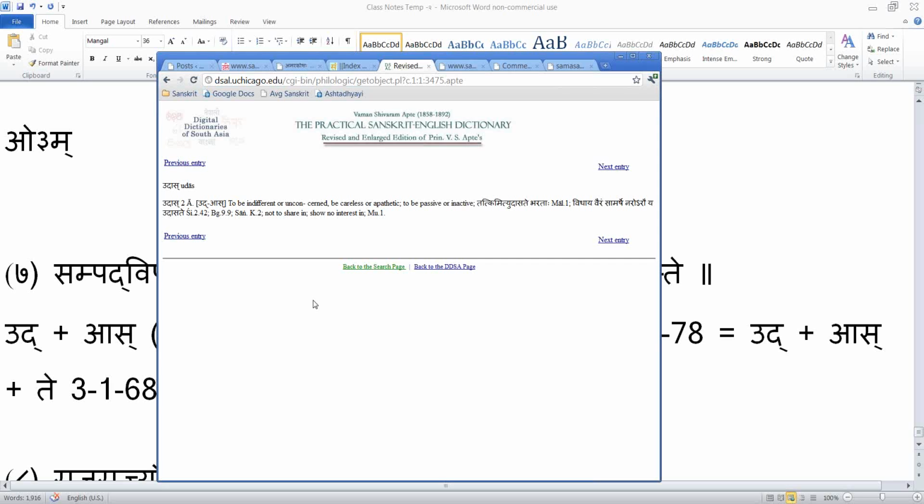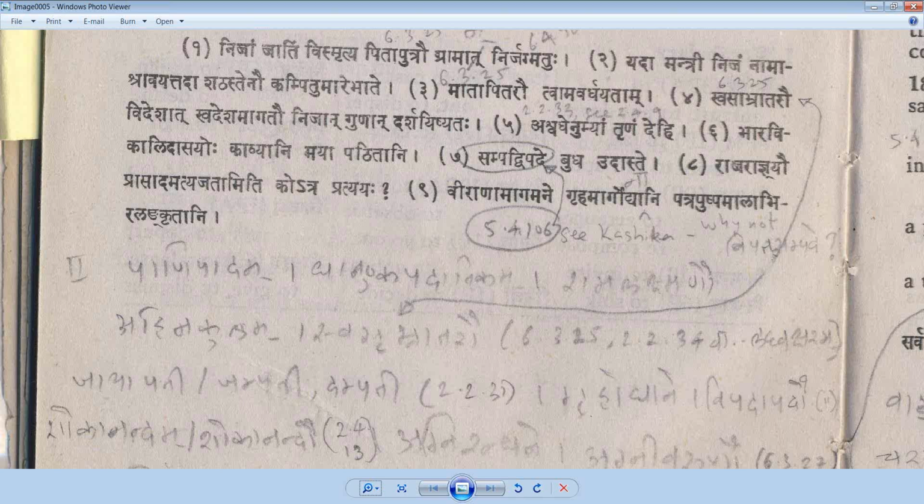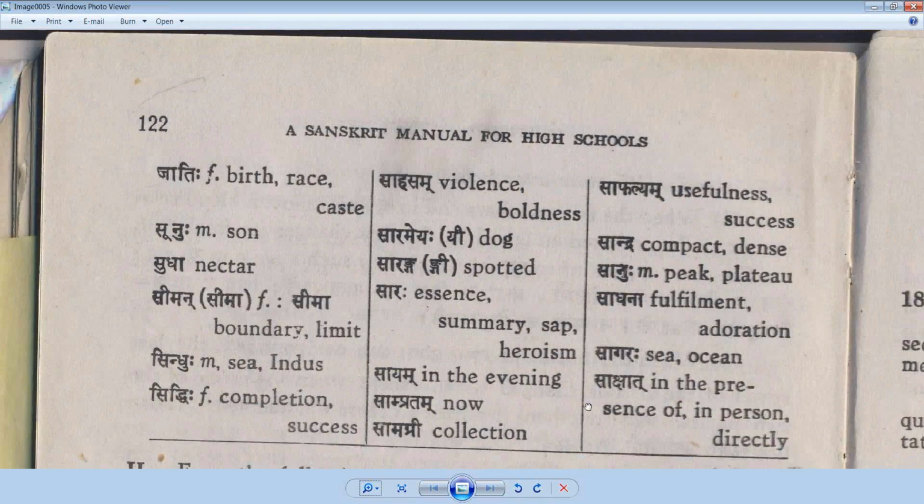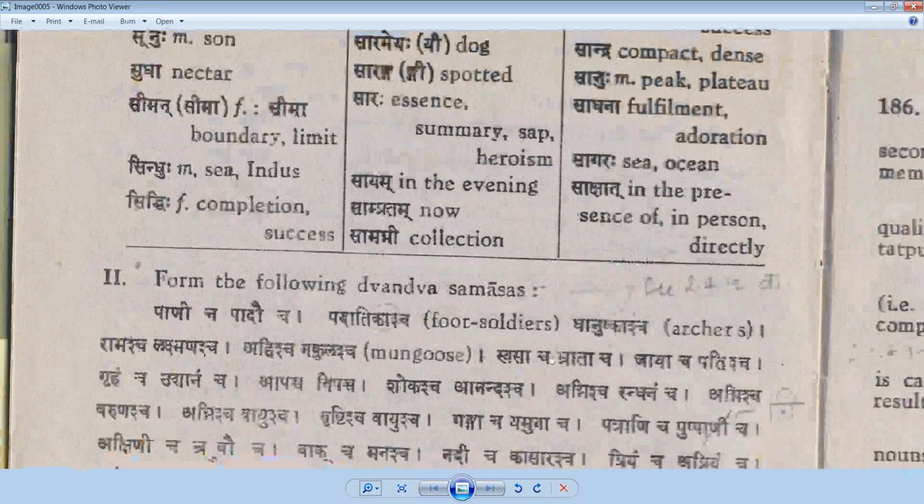Okay, we are on page number 122. Looking at the homework, the last three we have left: 7, 8, and 9.